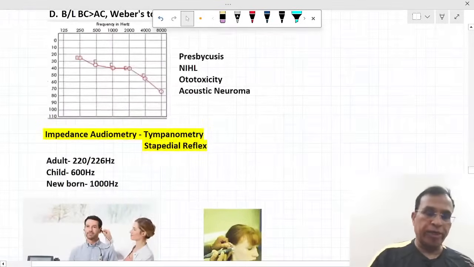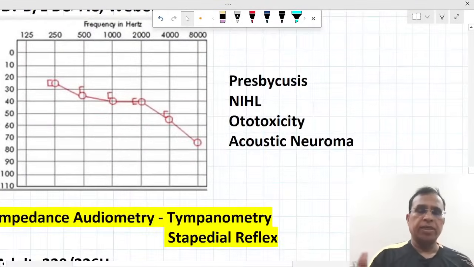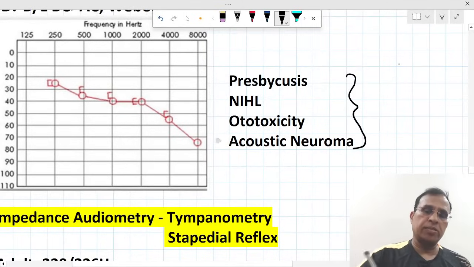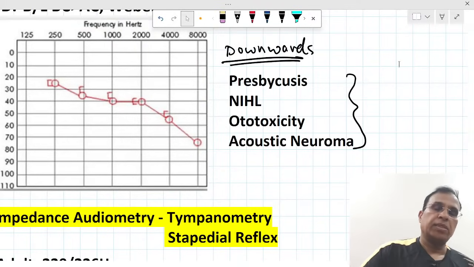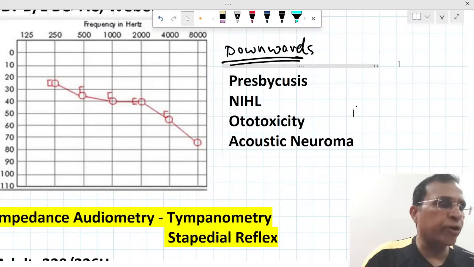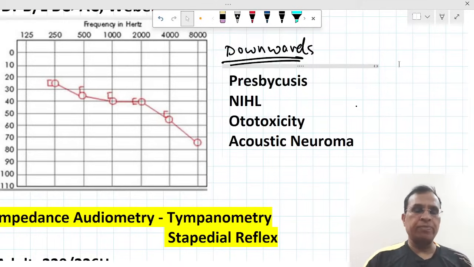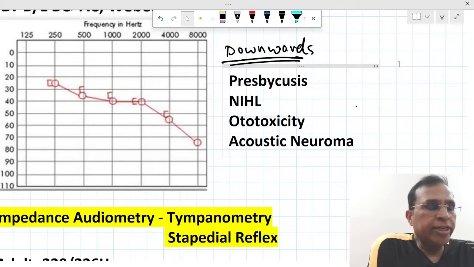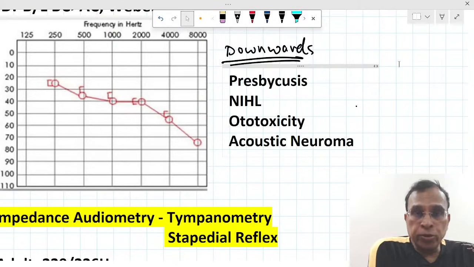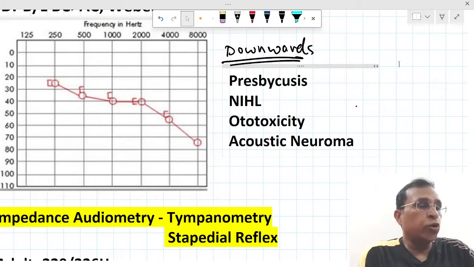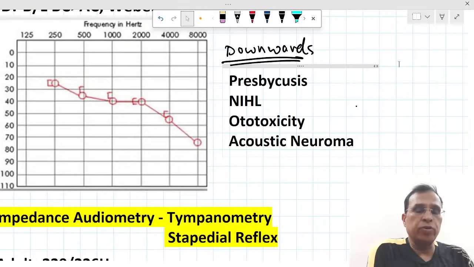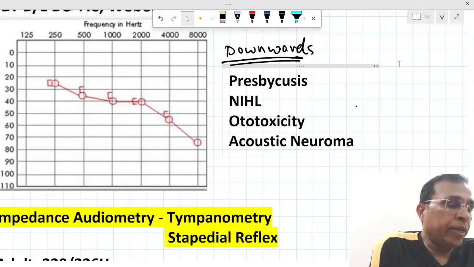Downward sloping audiogram is seen in 4 conditions. Downward sloping audiogram can be seen in presbyacusis, noise-induced hearing loss, ototoxicity, and acoustic neuroma. 4 conditions that can give you downward sloping.